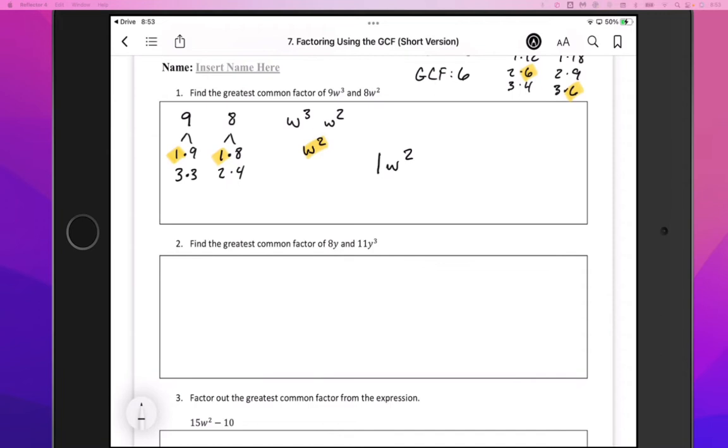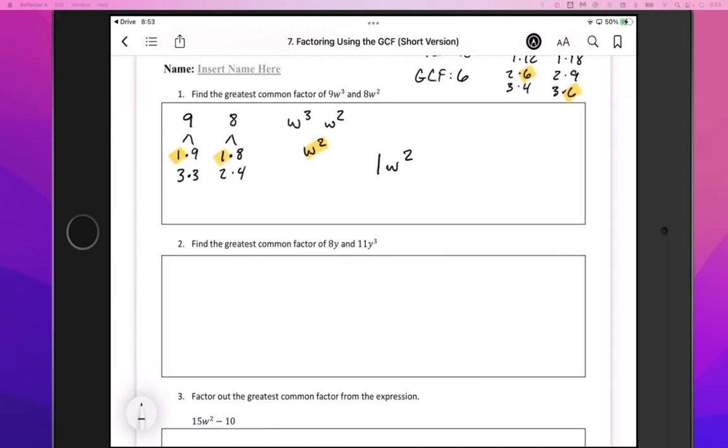Similar with 8y and 11y. I'm not sure why they chose 8 and 11, because it's going to be the same thing, that the greatest common factor is 1. That's kind of weird. We do a factor tree. 1 times 8. 2 times 4. 3 does not work. 4 does, but I've already got it, so I can stop. And the only factors of 11 are 1 and 11.